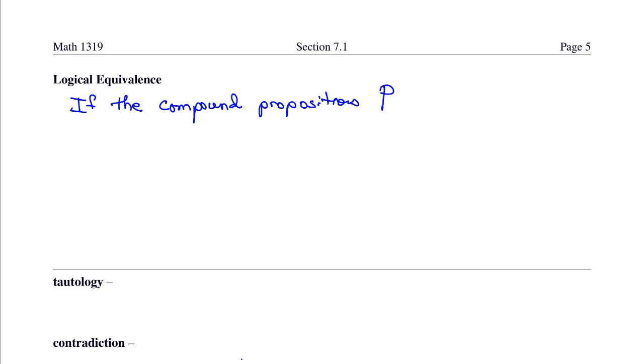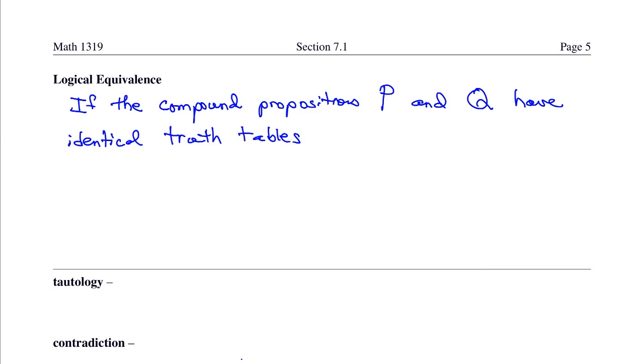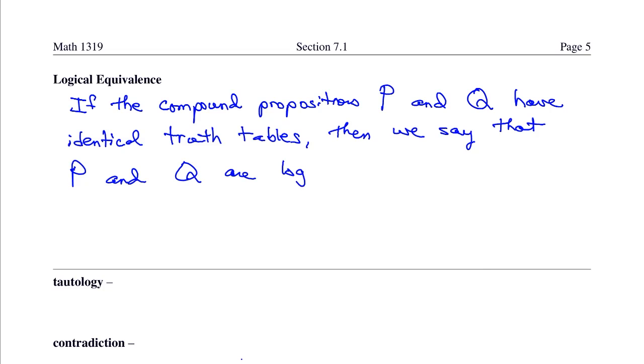So if the compound propositions, big P and big Q, have identical truth tables, then we say that big P and big Q are logically equivalent.